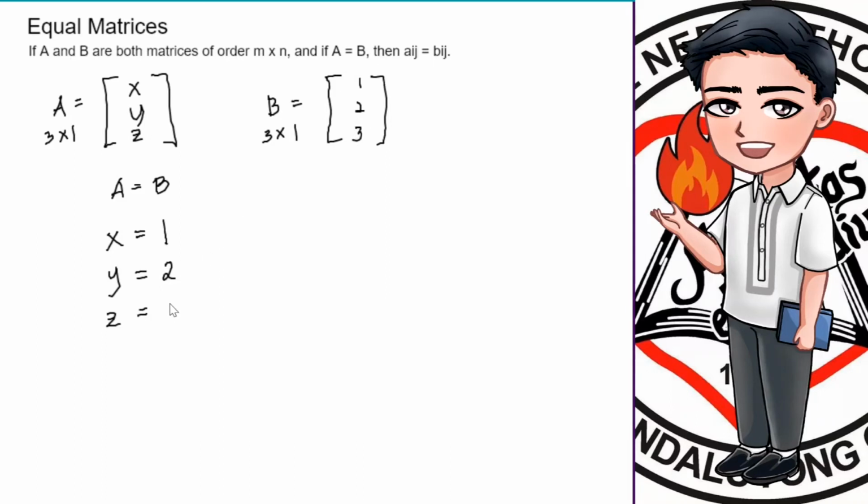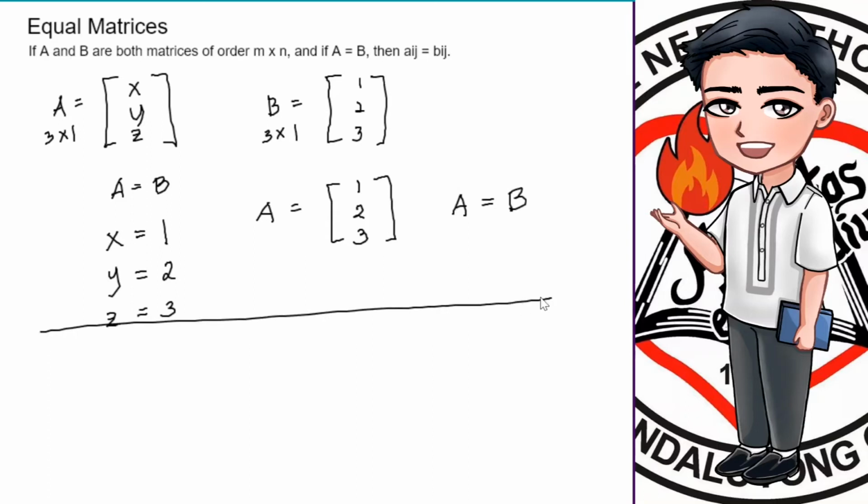So that is 3. Alright, so rewriting matrix A based on our given, the value of x is 1, the value of y is 2, the value of z is 3. Therefore, matrix A is equal to matrix B. So that is what we call equal matrices. Now, let's have another example.